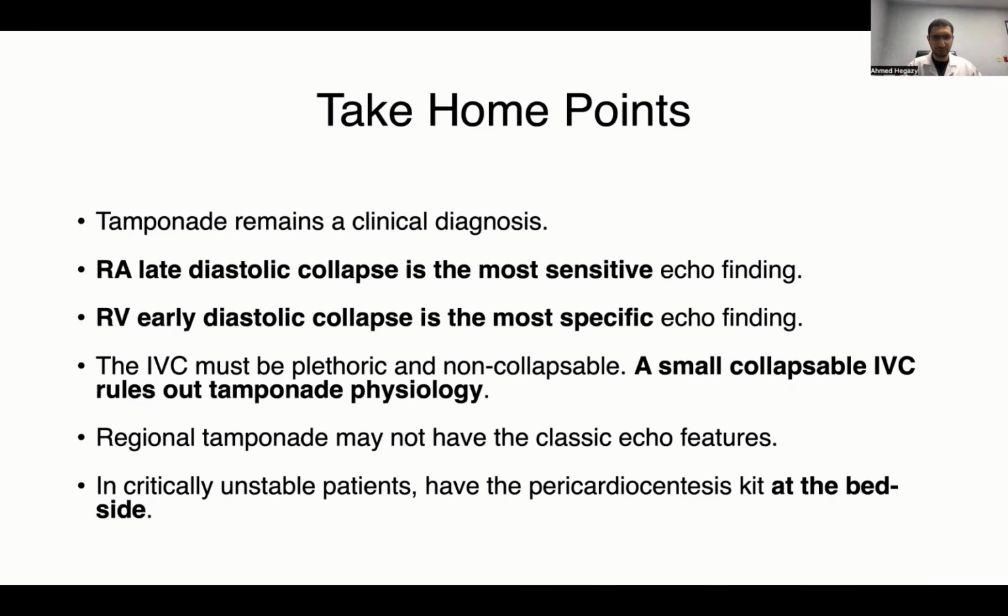The IVC must be plethoric, distended, and non-collapsible. If you put the echo on and you find that the IVC is small and collapsible, this rules out tamponade physiology. Regional tamponade, especially in the post-cardiac surgery patients, may not have the classic echo features. You may not see a circumferential pericardial effusion. You may only see a clot compressing a certain chamber of the heart.